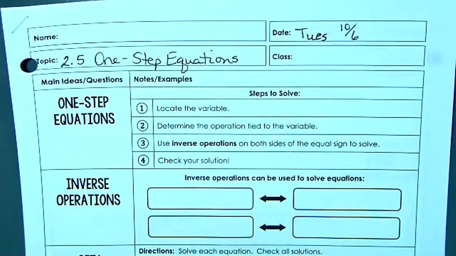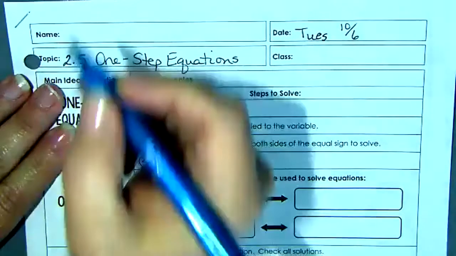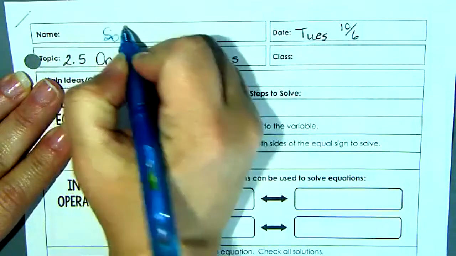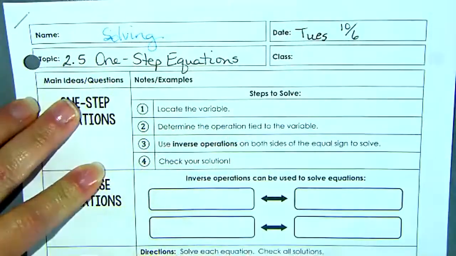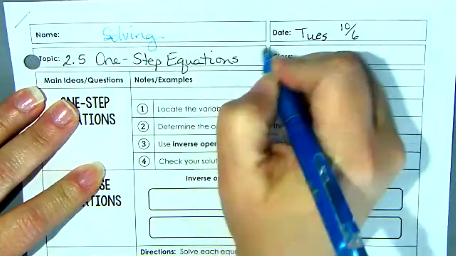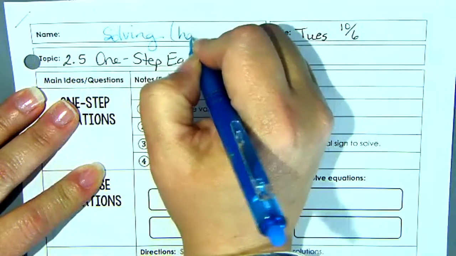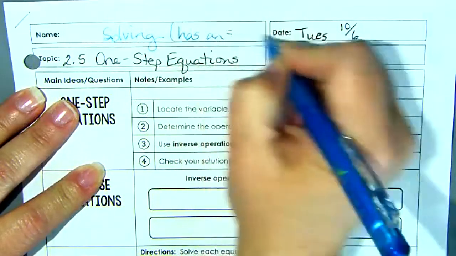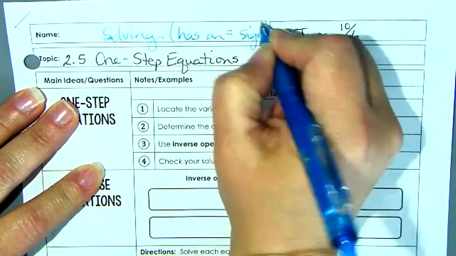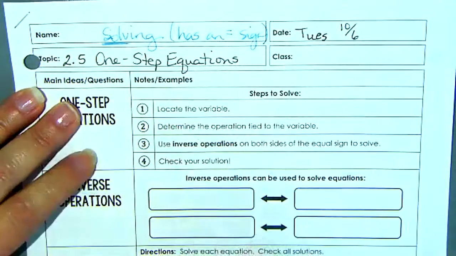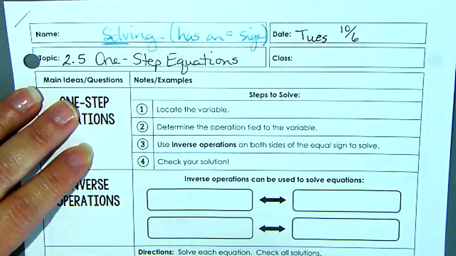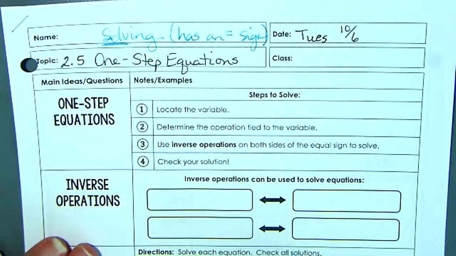Okay, so here today we're going to be doing 2-5, which is solving one-step equations. Solving means it has an equal sign. When we solve, it has an equal sign. All right, so here we go.